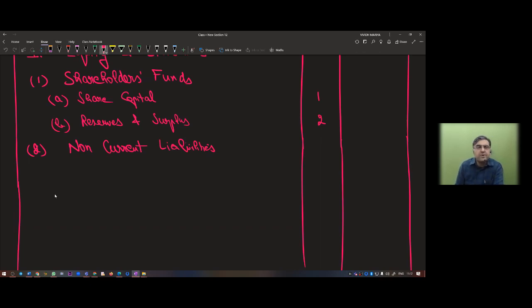So in non-current liabilities, we again have long-term borrowings. We're mentioning only those points which are required, nothing else. So there is no other point to be mentioned here. We continue further: long-term borrowings, point number three.